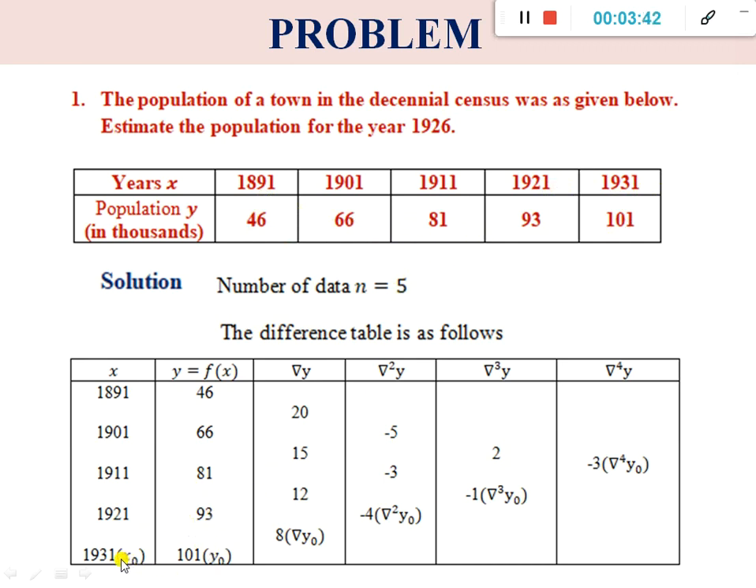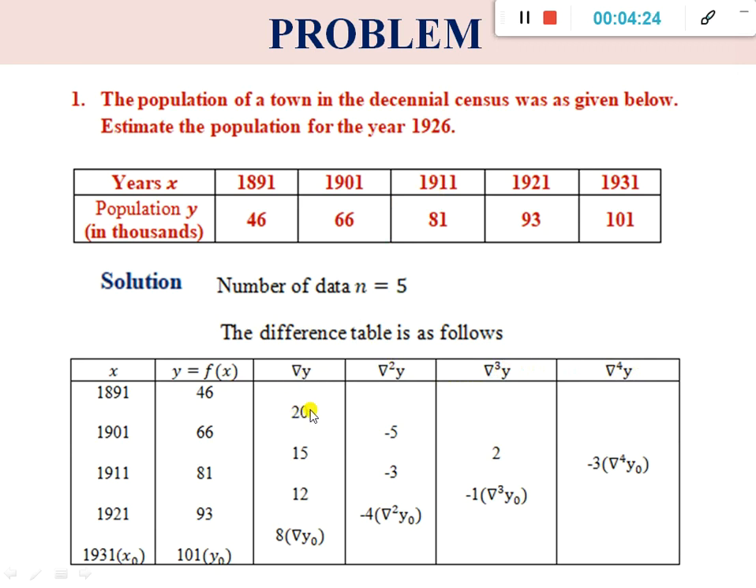At the end of the table, in the upward direction, I want to take this as x naught and this as y naught, this as delta y naught, this as del square y naught, this as del cube y naught and this as del power 4 y naught. Before that we need to know how to frame the difference table. This is called the difference table. For the notation of the difference table we are using del y, del square y, del cube y, del power 4 y, like that.